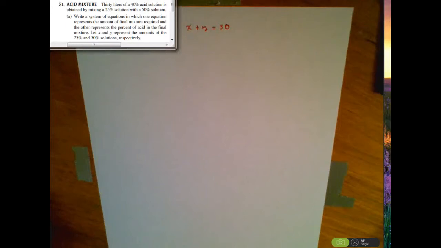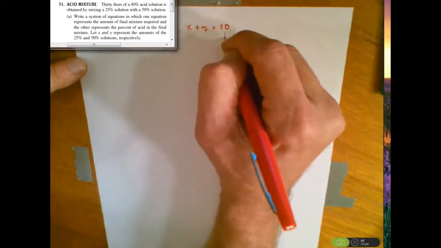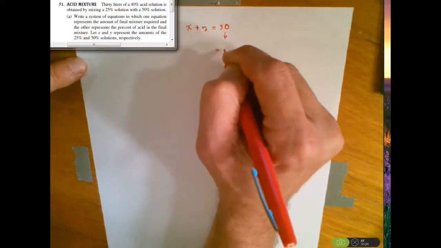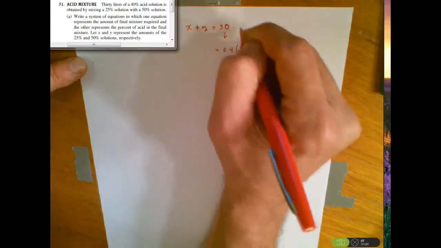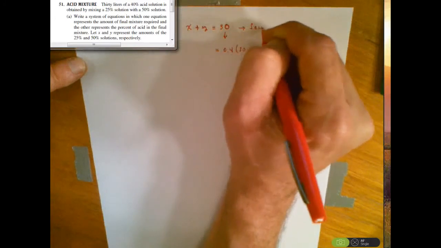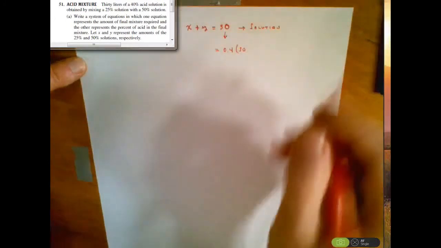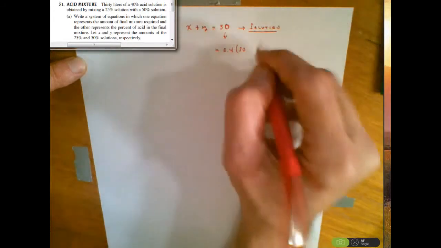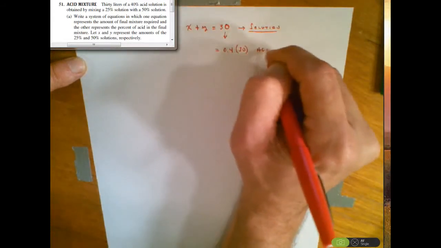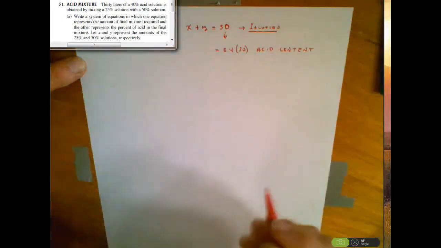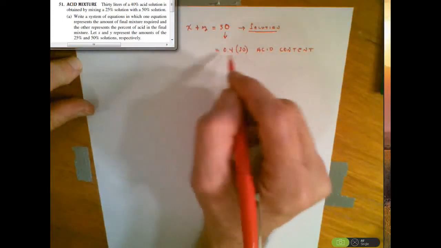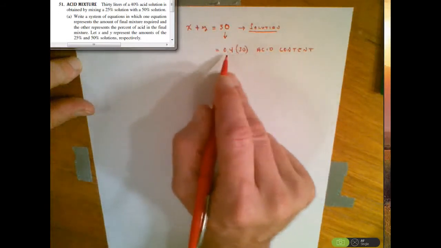So that'll help. Now, if I have 30 liters and it's mixed up of some of x and some of y, I know that my final solution is supposed to have 40% acid in it. So that means of this 30 liters, 40% of it is going to be acid. So this is my bulk solution equation, and this is my acid content equation. So it looks like it's going to be 12 liters of acid.